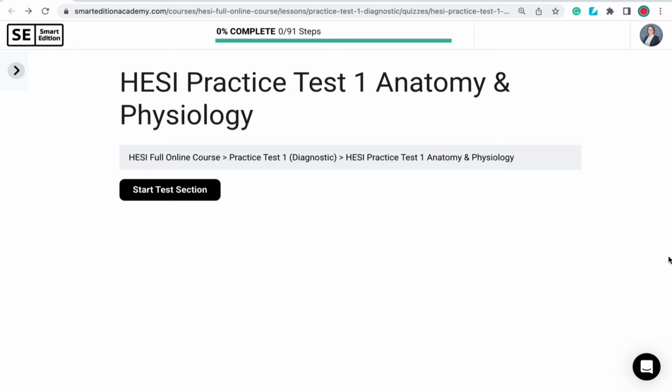As we get started, I will read the questions and the answer options and then pause for a few seconds to give you time to think about the answer before I identify the correct answer and explain it. Let's get started.